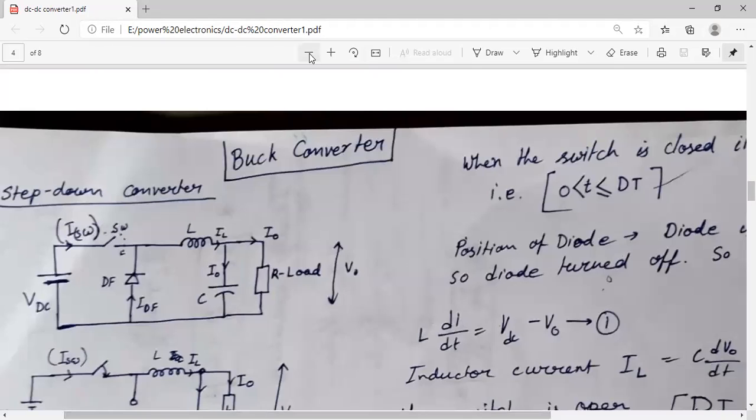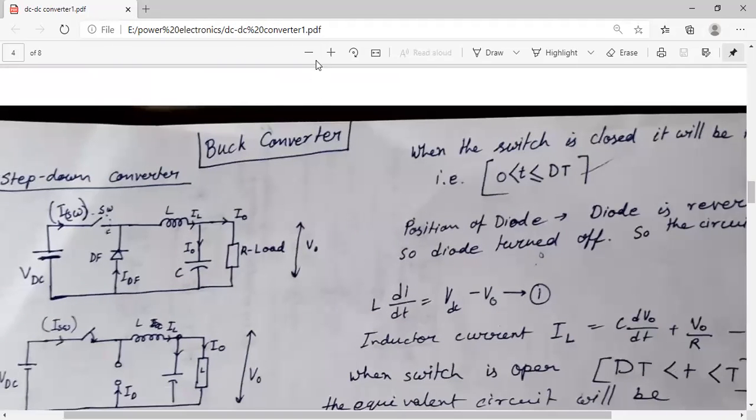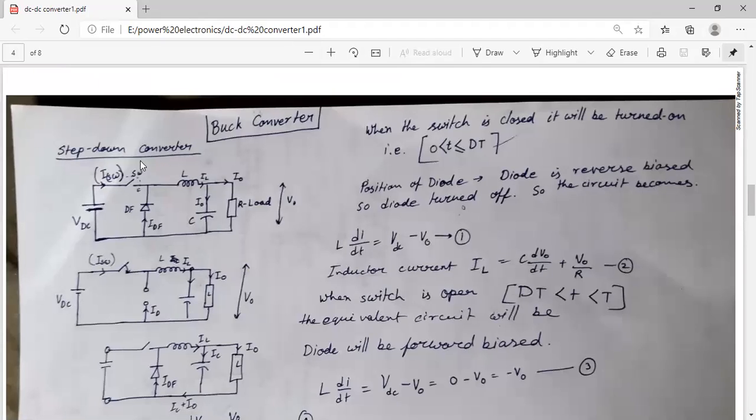Next we'll discuss the buck converter. Buck converter is also known as step down converter. So this is the construction of the buck converter. Here you can see that a DC supply is connected, and one switch is also connected in front, and this one is the diode. This is the inductor, and this one is the capacitor. This is the load.